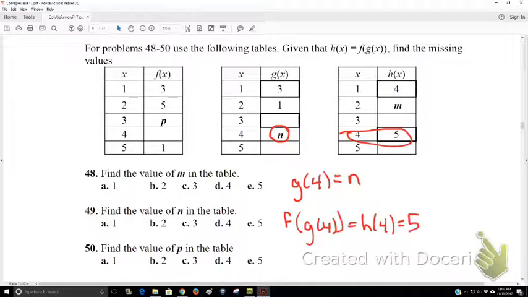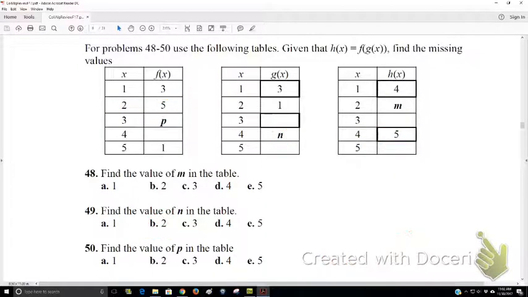So that tells us that this needs to come out to be 5. So we need an output of 5 from f right here. Well, to do that, we need to be inputting 2 into f, because we know f of 2 equals 5. That tells us that g of 4 must equal 2. So there is our value for n.